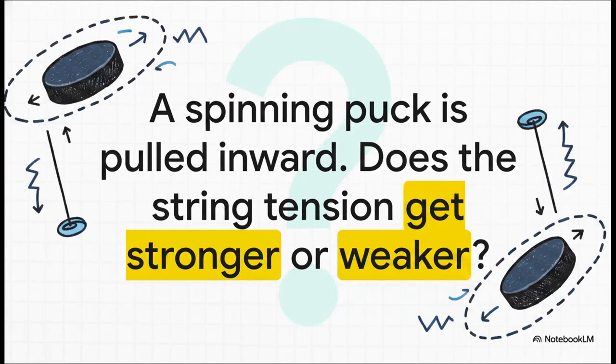So before we even get into the nitty-gritty math, let's just think about this intuitively. Picture this. You've got a puck spinning around on a super slick table, so no friction. It's tied to a string that's fed through a little hole in the middle. Now, what do you think happens if you start pulling that string down from under the table, forcing the puck into a tighter and tighter circle? Do you think the tension you'd feel on that string gets stronger, weaker, or does it maybe stay the same? Just get a guess in your head. We're about to figure it out for real.